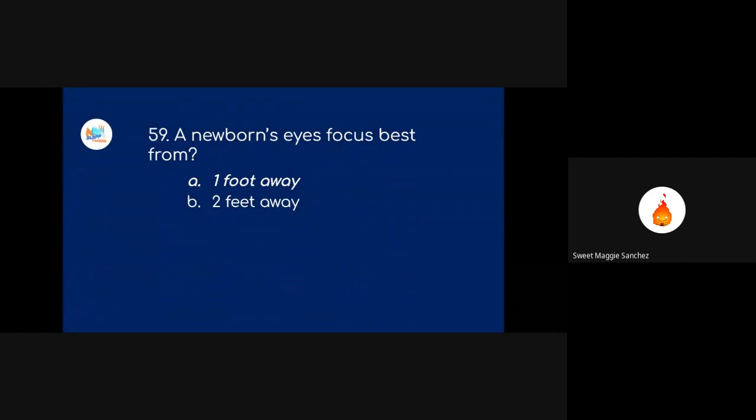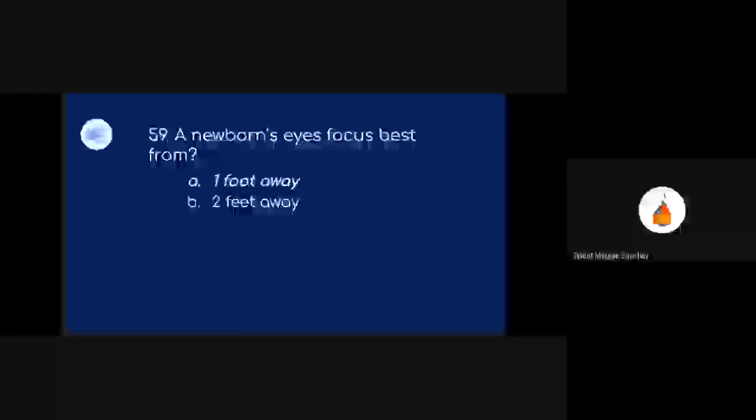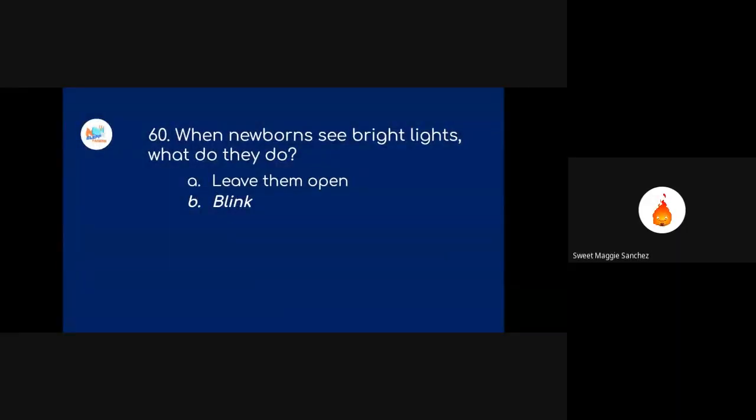Congrats. Okay. So, 1 foot away, no? A newborn's eyes focus best from, no? Dapat lang. Kasi, at this period in their life, they're super reliant on their caretakers, no? Especially on their mother. So, justified lang bakit 1 foot away, no? And also, it's this kind of distance na maka-create sila ng special bond with their parents kasi they can't see that far.